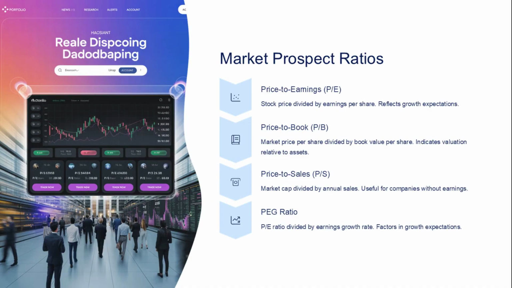The price-to-sales (P/S) ratio looks at a company's market capitalization compared to its annual sales. This is useful for evaluating companies that don't have earnings. The PEG ratio factors in a company's growth rate by dividing the P/E ratio by the earnings growth rate. This helps assess if a stock is fairly valued given its growth prospects. Understanding these ratios provides important insights into a company's valuation and growth potential that can inform investment decisions.